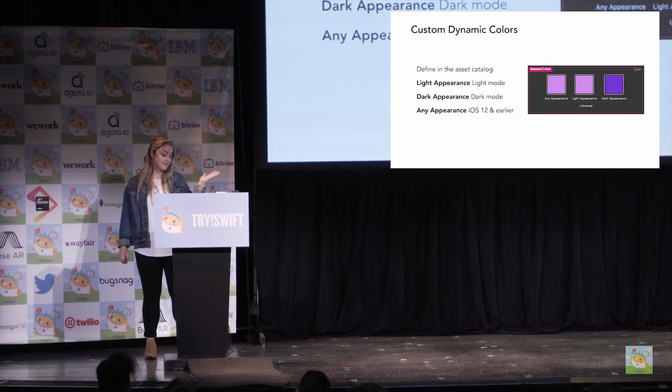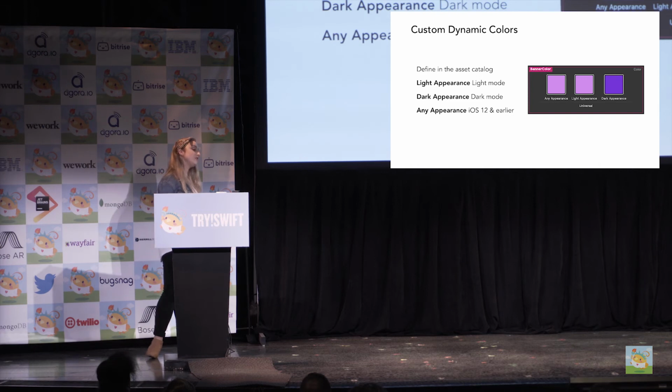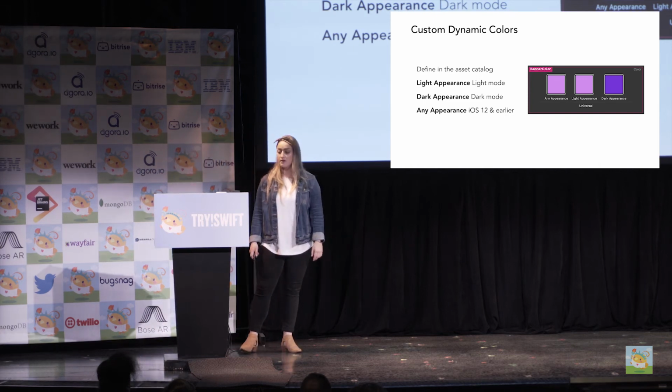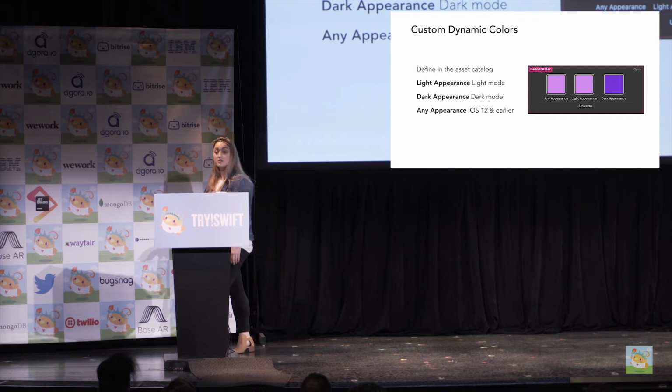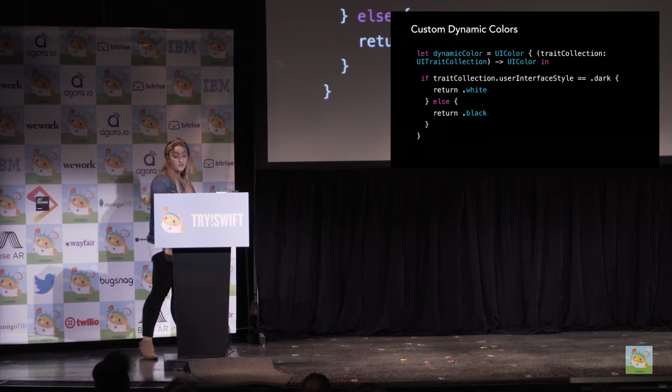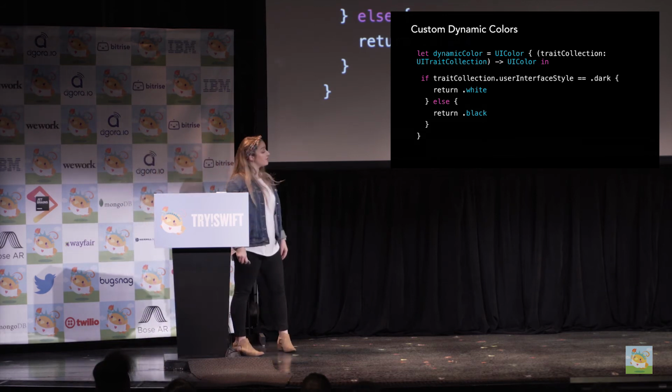I haven't shown it on the slides, but it's very similar. You'll just make a new image set and set the image you want shown in each appearance. Now, if you want to define these custom colors programmatically, you can do that too. Here's some code that will show you an example of exactly how to do this.